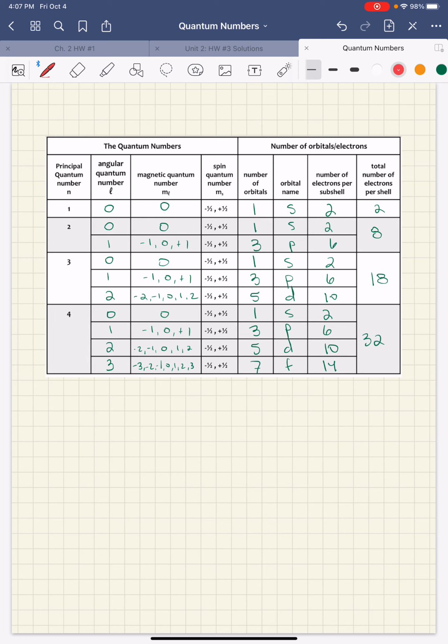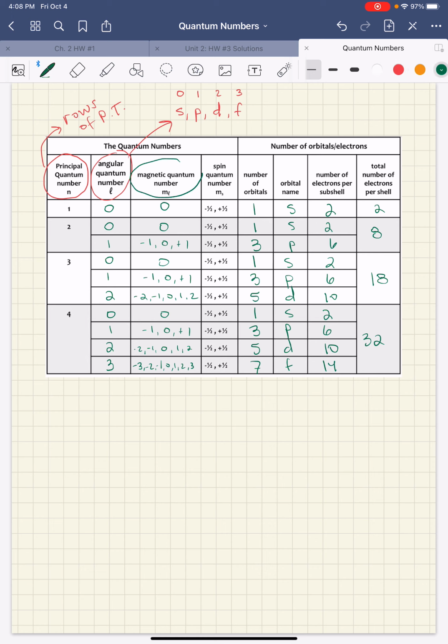Additionally, a quick review. Remember, the principal quantum number is the energy level, and it corresponds to the rows of the periodic table, though these, quote, rows are going to get a little thrown off when we hit the d and f orbitals. The angular quantum number, L, indicates whether we are in the S, P, D, or F sublevel. If it's S, that corresponds to 0, P is 1, D is 2, and F is 3.